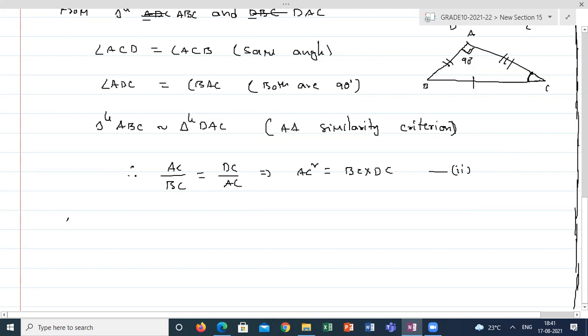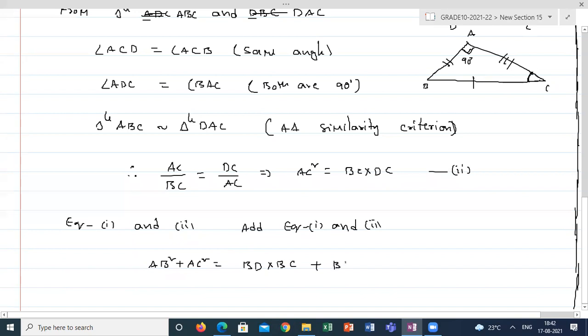So if I am adding equations 1 and 2. What is the ninth theorem? The perpendicular drawn from the right angle vertex to the opposite side. Using that concept only, I am proving this Pythagoras theorem. Adding equations 1 and 2: equation 1 represents AB square, equation 2 represents AC square. That will be equal to BD into BC plus BC into DC.